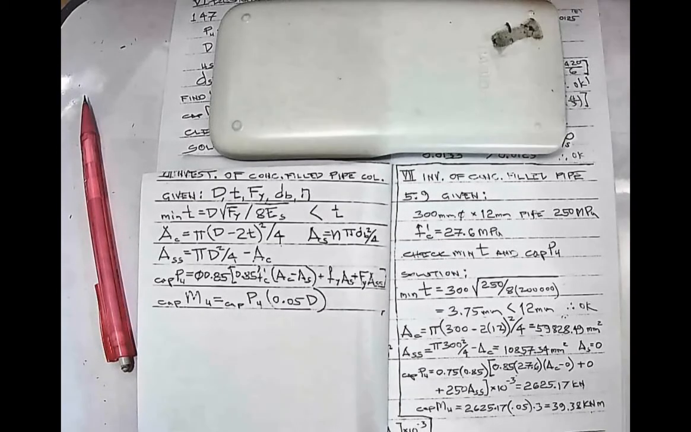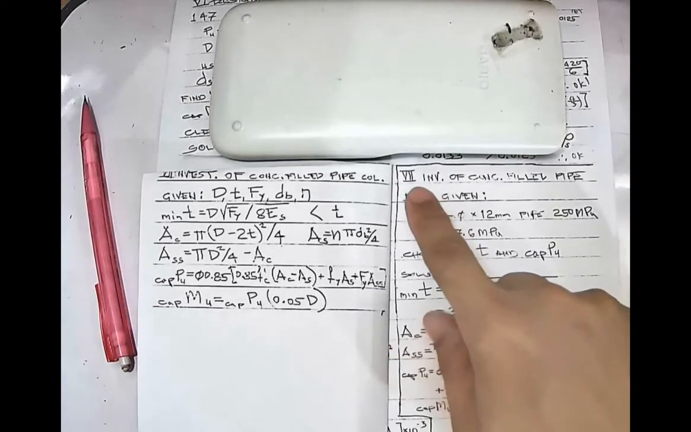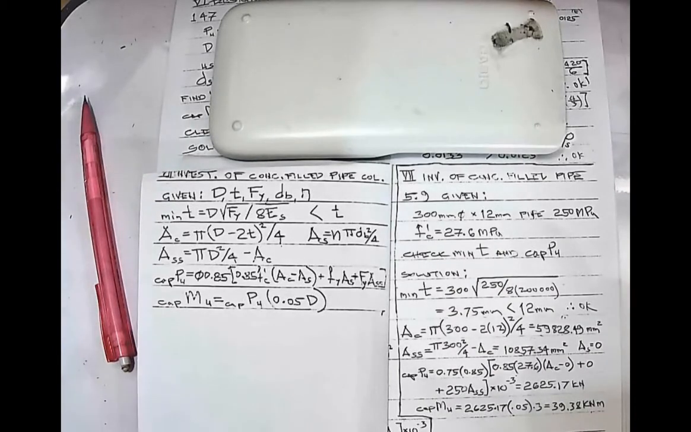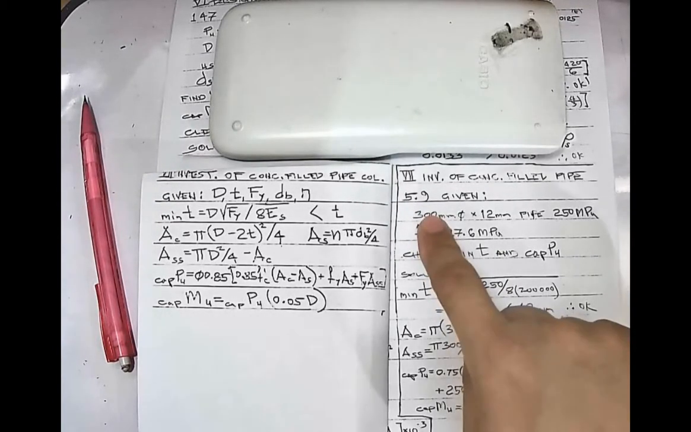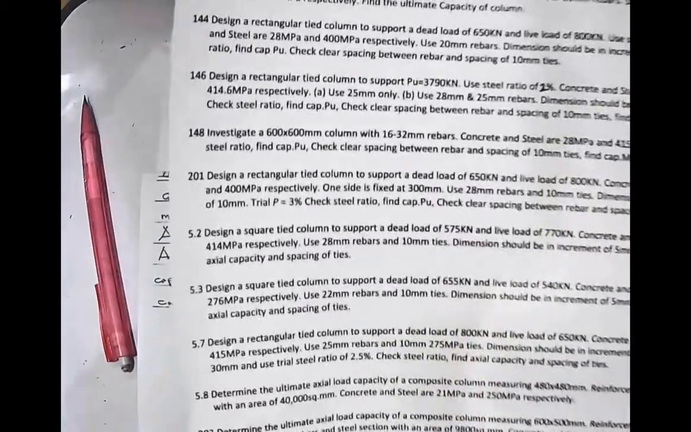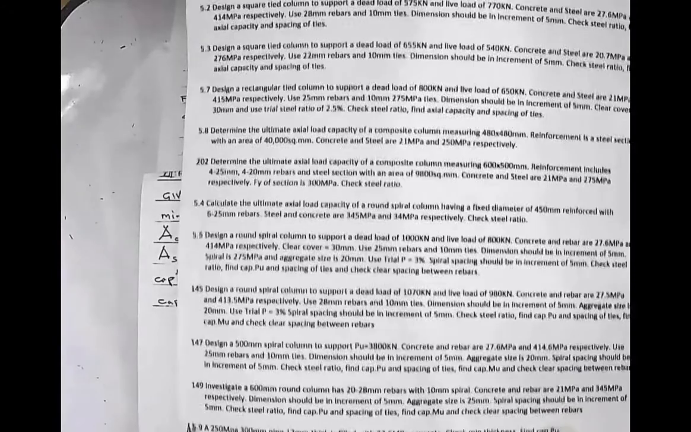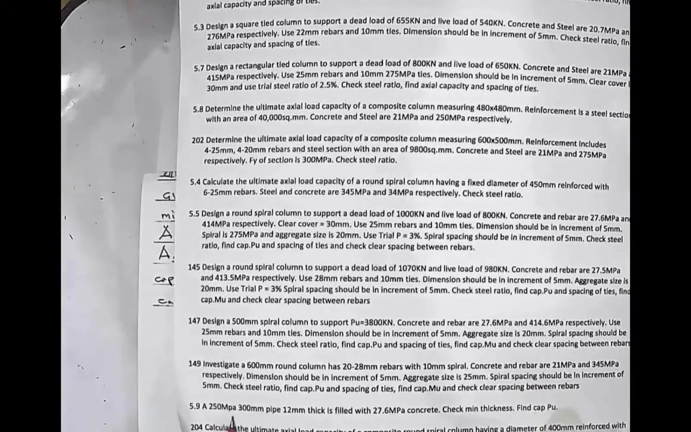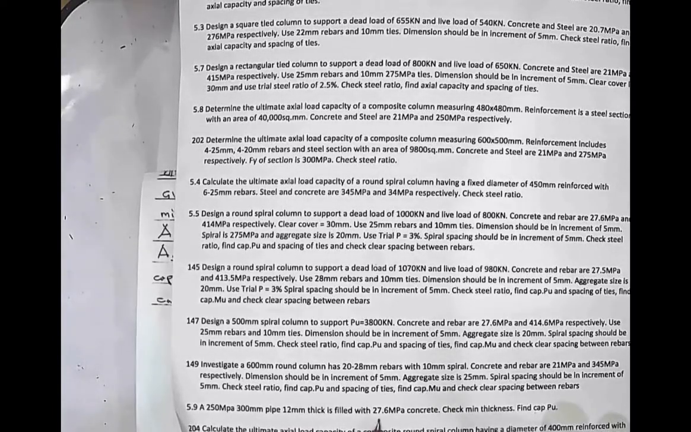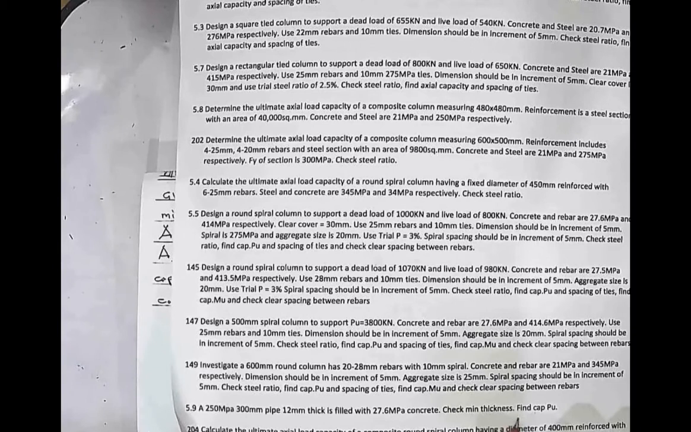And finally, for short columns, ito na yung Roman numeral number 7, investigation of concrete filled pipe. So this is problem 5.9. Again, this is the sample. And then this is the set of equations. And we will go to problem 5.9. Dito sa baba. It says here, a 250 megapascal 300 mm pipe, 12 mm thick, is filled with 27.6 concrete. Check minimum thickness and find capacity PU.